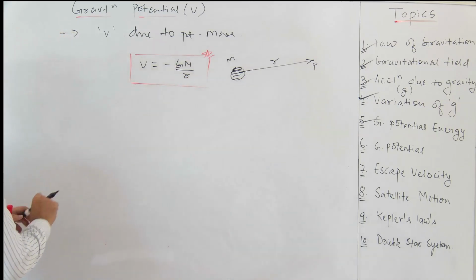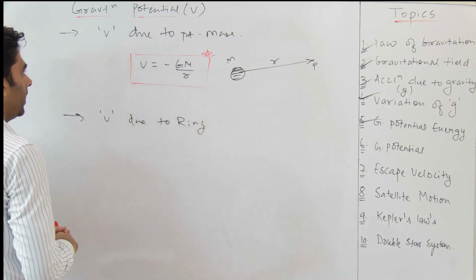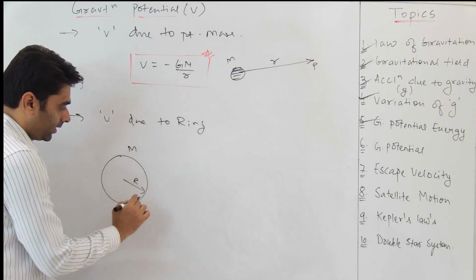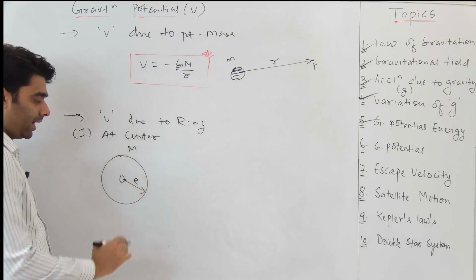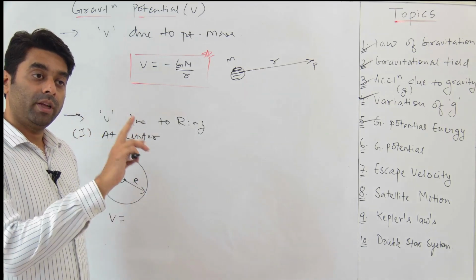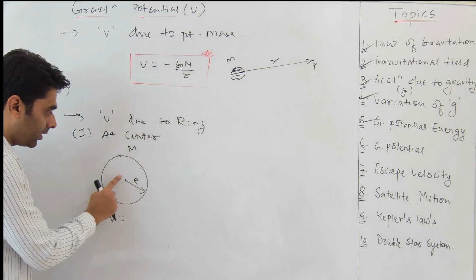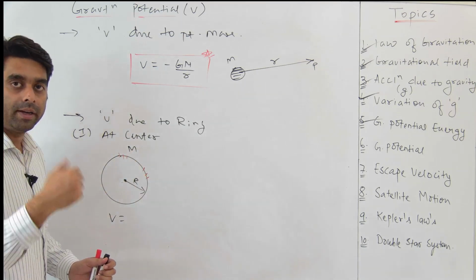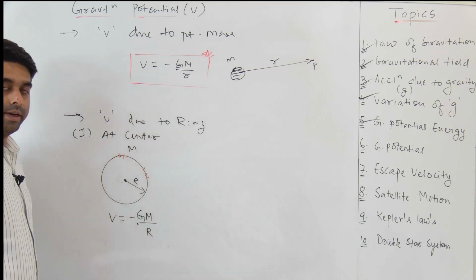Fine. Next, let's see potential due to a ring. Let's consider two cases. First, a ring of mass m and radius R is there, and we look at the center point. Potential comes from potential energy. Energy is a scalar, so potential is a scalar quantity. Therefore, due to all the elements of the ring, the potentials will add up. So potential at the center point comes out to be minus GM by R. I hope this point is clear.